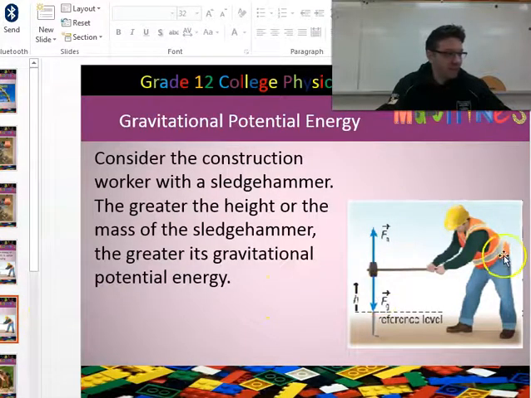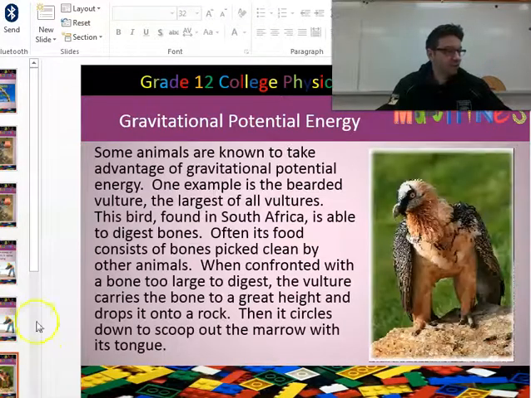Okay, so if we consider, say, a sledgehammer, the greater the height you lift it to, the more potential energy it has. Okay, some animals actually use potential energy, like this is the bearded vulture, and what it will do, it will actually pick up its food and bones, right? Lift them up to a high height and drop them, right? Drop the bones so that they crush on top of rocks so that they're more easily digested.